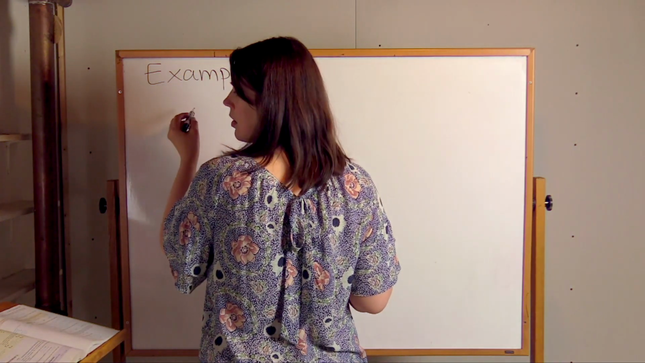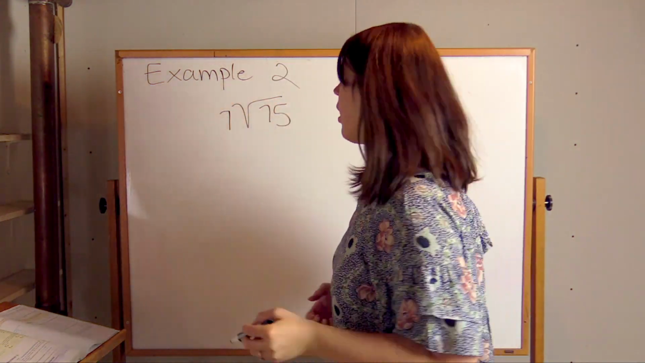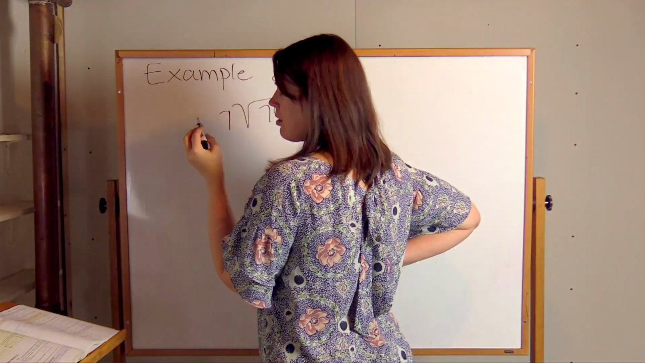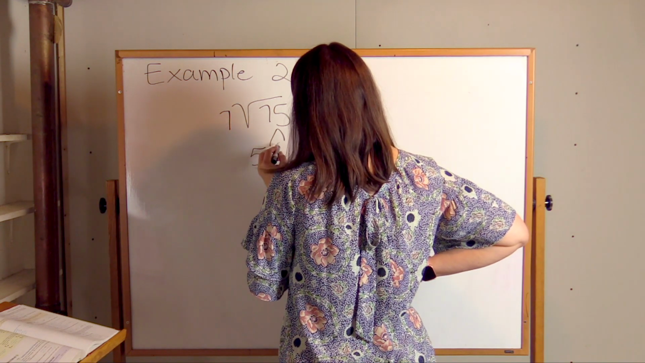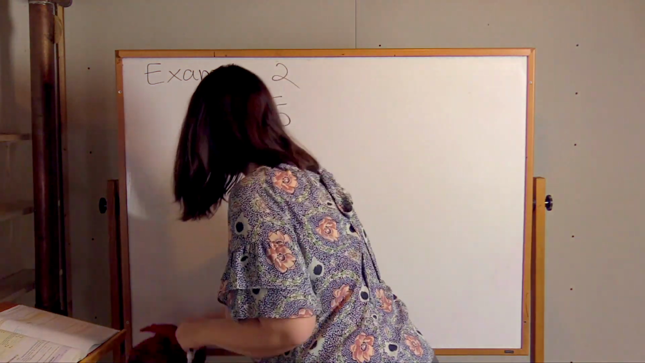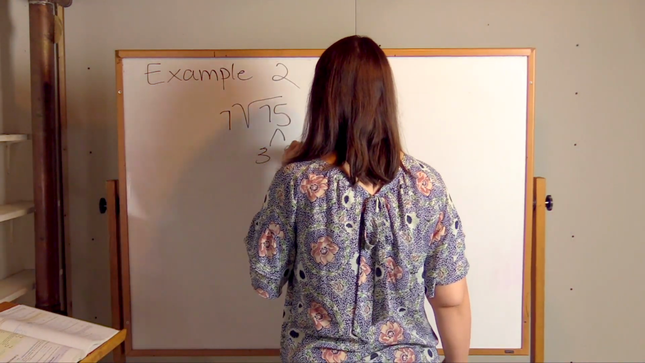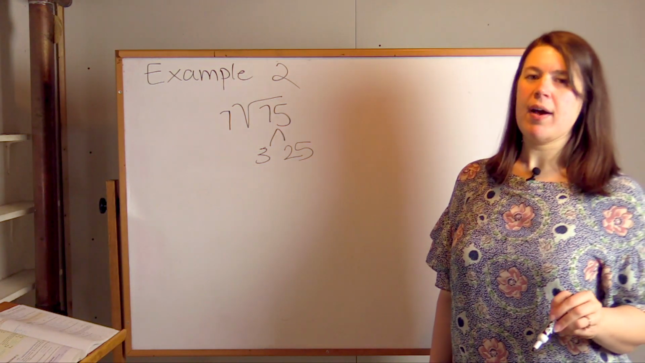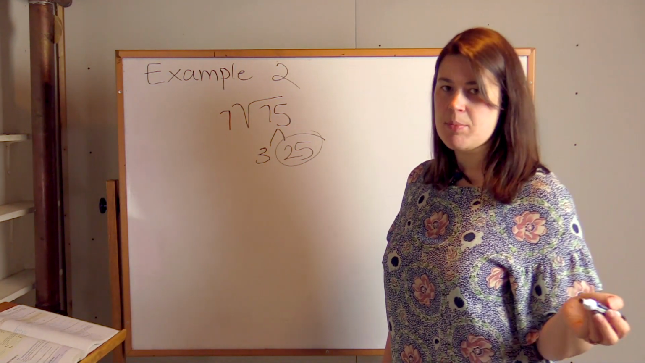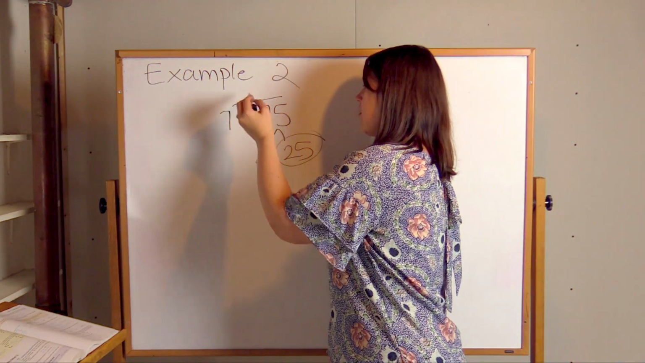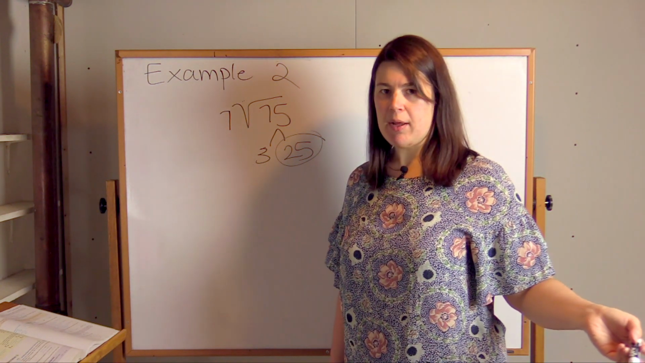So we have 7 square root of 75. Okay, so let's look at this. If I break this down, let's do 3 times 25. So if I have 3 times 25, what I just realized is, oh look, 25 is a perfect square. So I can take the square root of 25, which means I need to pull 5 out of the radical.